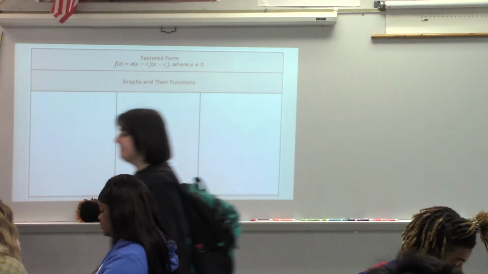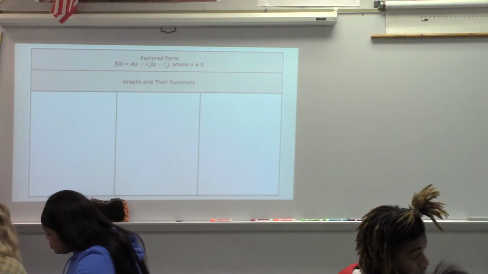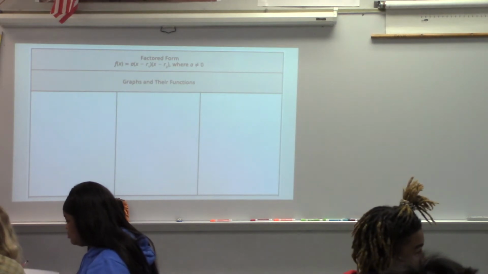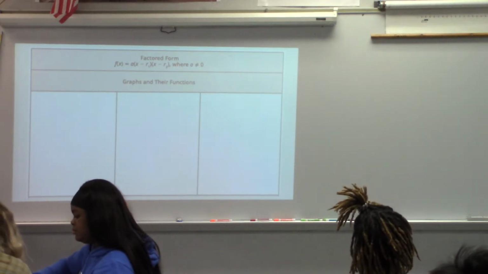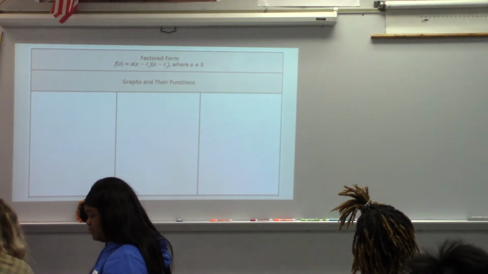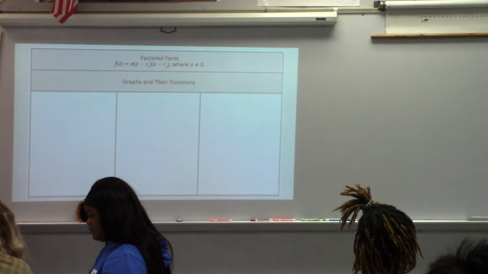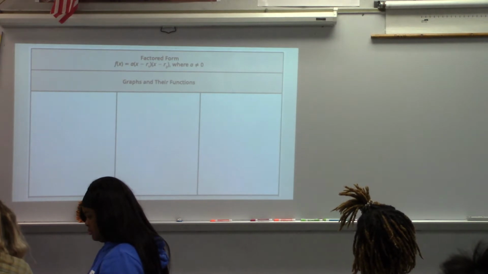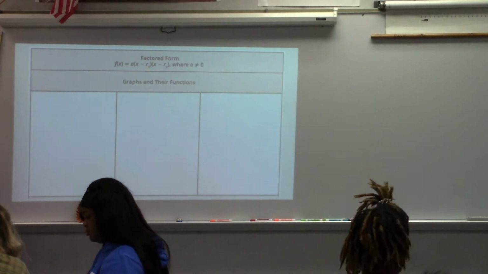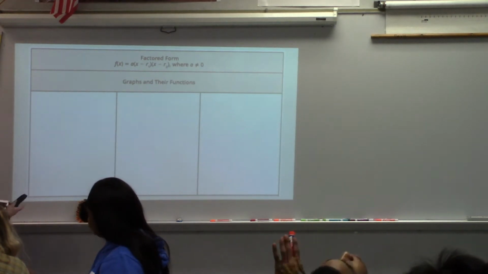Okay, factored form. Guys, when you're looking at factored form, what does that tell you? You have two x-intercepts. Okay, what do I need to remember about those x-intercepts? They never change, and the y is always 0. Right, so if I have an x-intercept, my y value is 0.